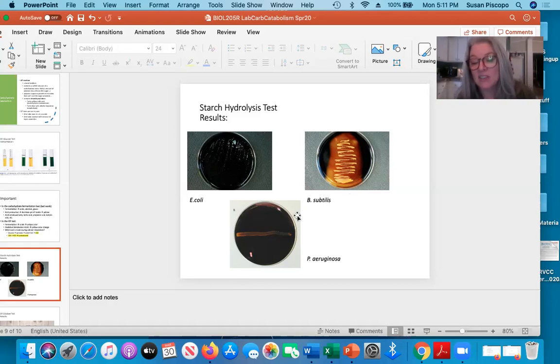And then our last result is for Pseudomonas. You can see a straight line was streaked onto this plate. One straight swab line was streaked onto this plate. You can see that growth occurred on the Pseudomonas plate, but there are no clear areas here. No clear areas on this plate, no starch hydrolysis.